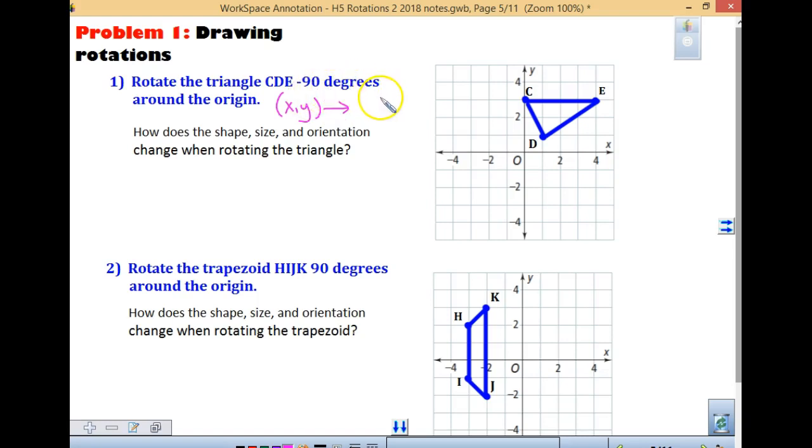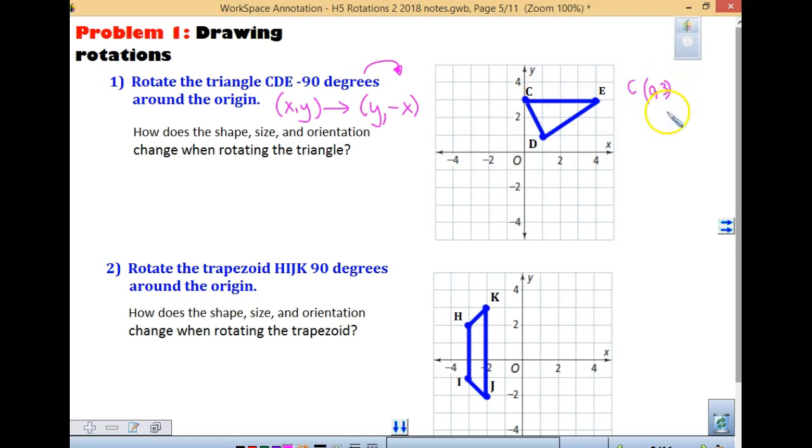So negative 90. That's the same as going 270, right? Negative 90. We want to put our arrow going this way. So it's going to change to y and opposite x. So if I look at point C, right behind here, please label point C. C is located at 0, 3.